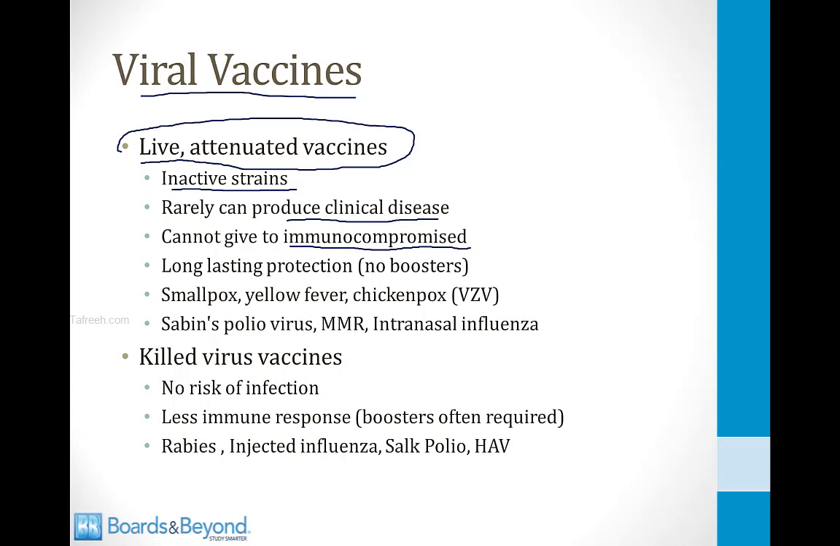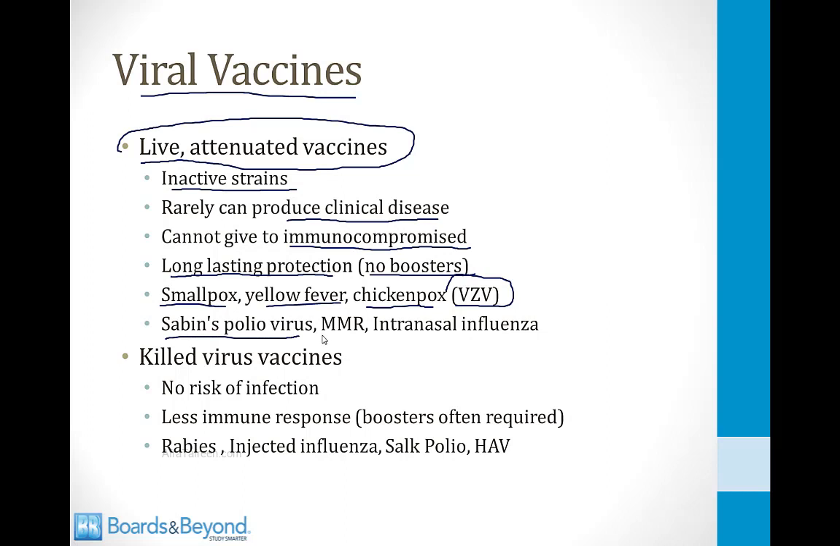The good thing about the live attenuated vaccines is that they provide long-lasting protection. They often require no boosters. Sometimes they do, but often they don't. And we use live attenuated vaccines for things like smallpox and yellow fever and chickenpox, which is caused by the varicella-zoster virus. There's also a vaccine for polio called Sabin's poliovirus vaccine, which is a live attenuated vaccine.